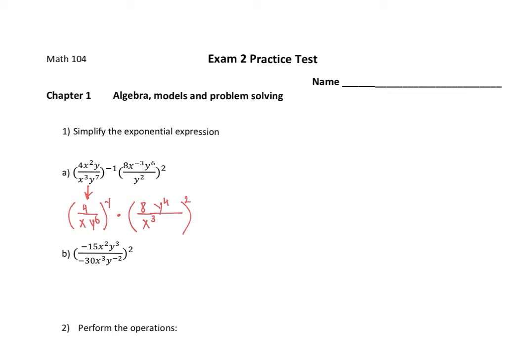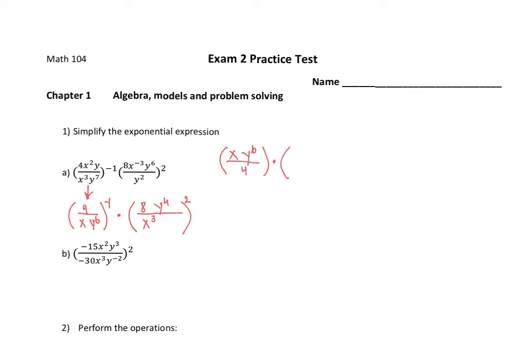Now, after we simplify inside the parentheses, we need to apply any exponents outside the parentheses. I'm going to start with this negative 1. A negative exponent just tells us to flip the fraction. So to get rid of this negative 1, we rewrite that, it's x y to the 6th over 4. Now all to the first power, which you don't need to write, okay?